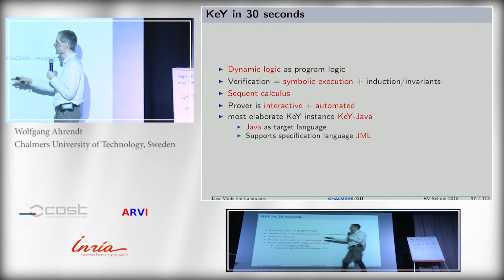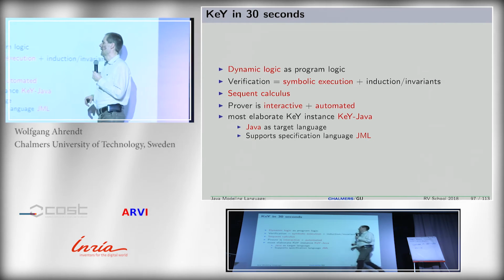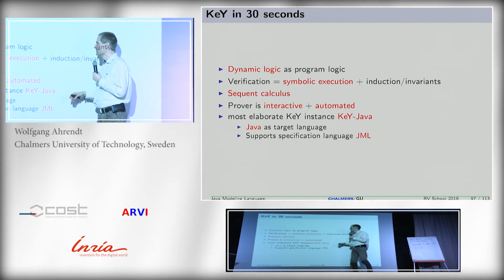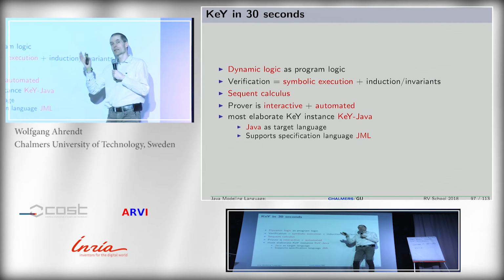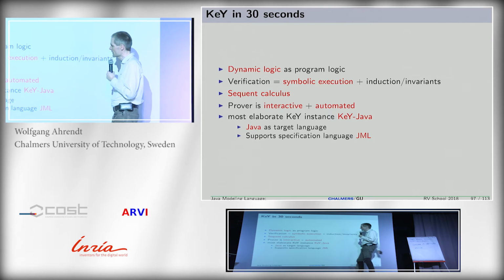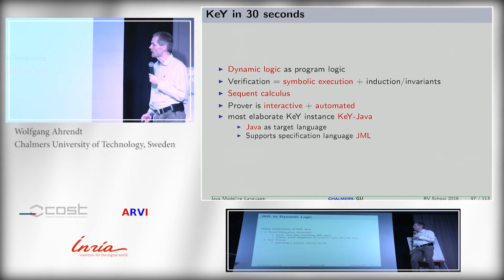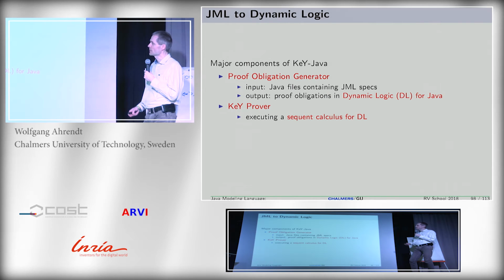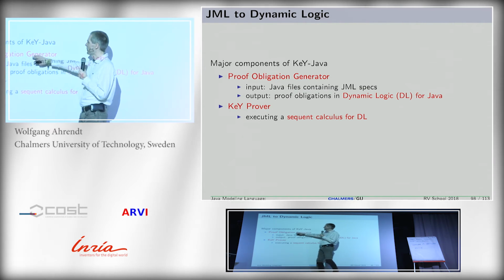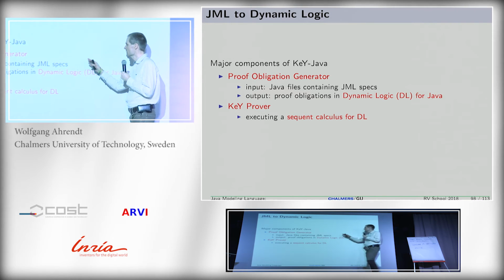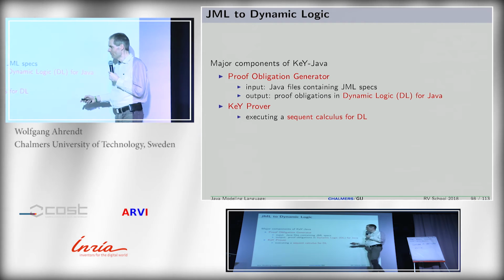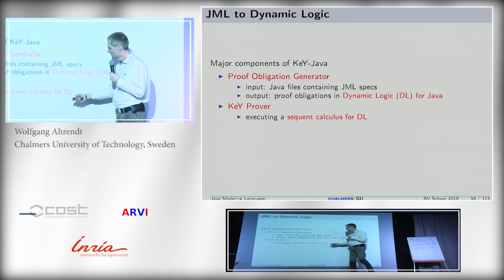The prover is designed as an interactive prover, but today is used mostly in an automated fashion. Automation is very high, if you get things like loop invariants right and so on. So Java is the target language, and we support JML as a specification language. The major components of KeY are a proof obligation generator, which takes Java files and JML files and then generates formulas in that logic, and the KeY prover, which proves these dynamic logic formulas.